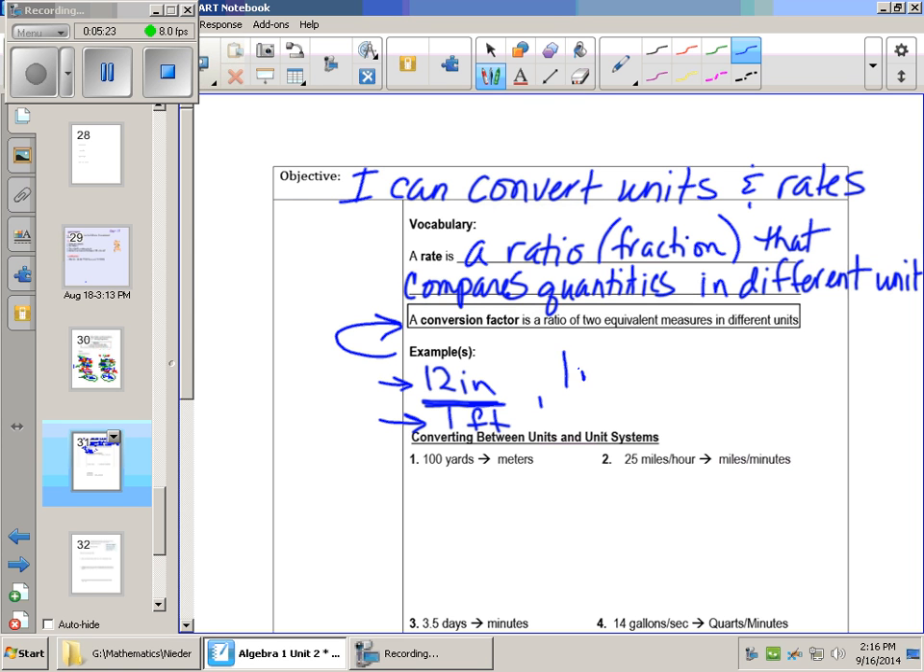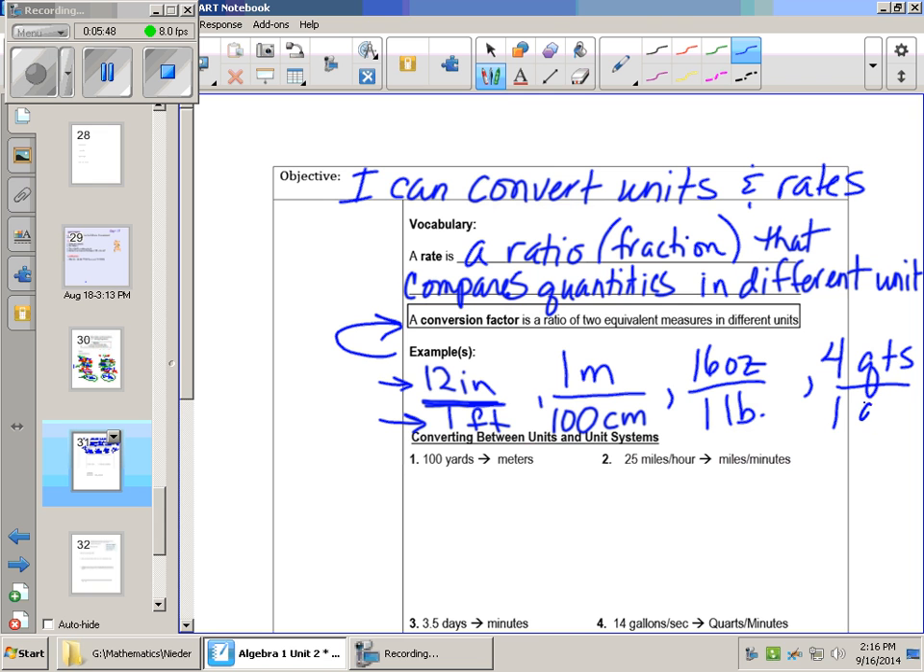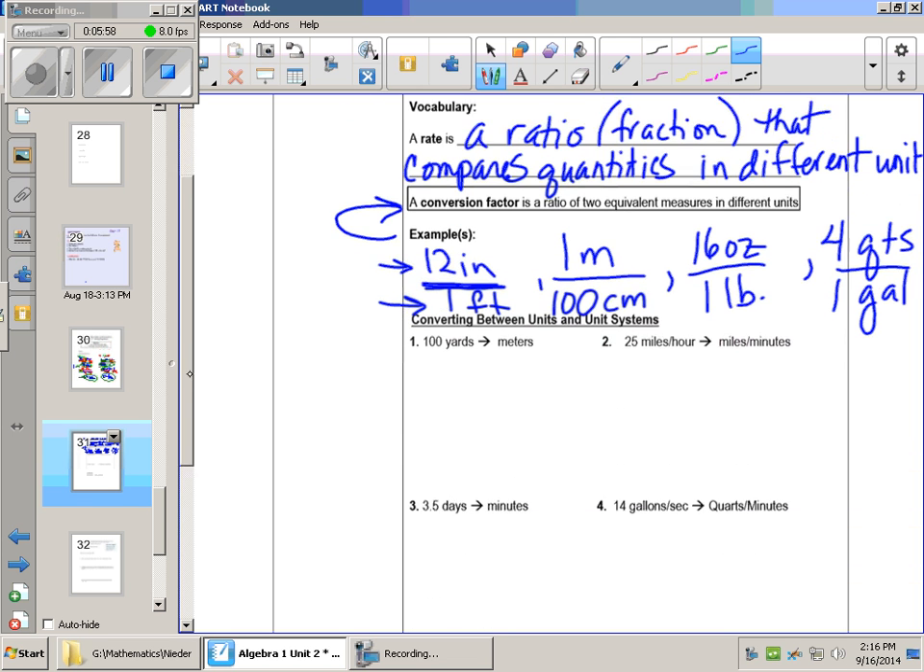How about 1 meter? How many centimeters are in 1 meter? Well, there's 100. So this would be a conversion factor. We know there's 1 meter and 100 centimeters. Those are the same quantities. So when we put them together in ratio form, it's a conversion factor. Some other examples, there are 16 ounces in 1 pound. Okay? And another one, there's 4 quarts in 1 gallon. And there's many, many more conversion factors that we could use, but this is just a small sample of a few. Okay? We'll come up with some more later as we do more examples.